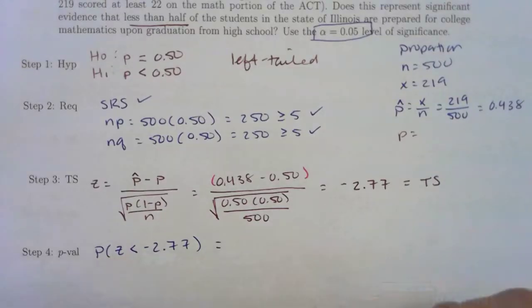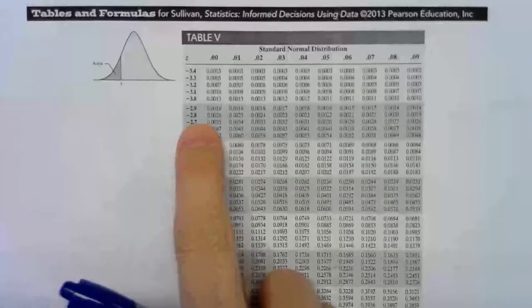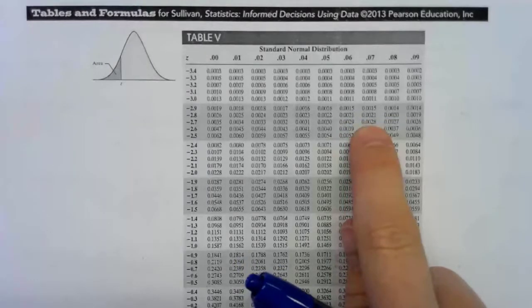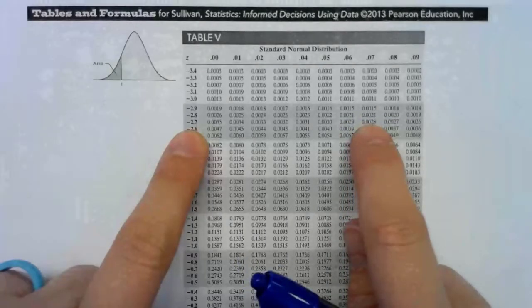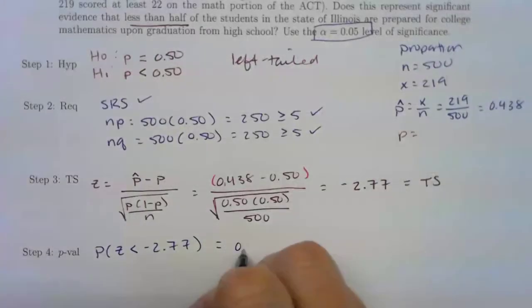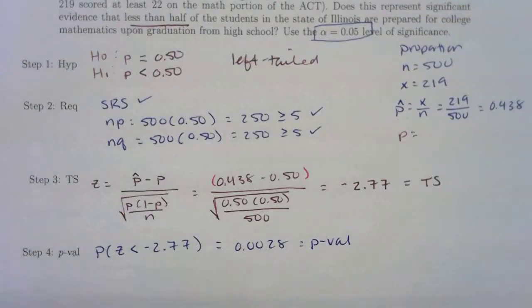So when you look up negative 2.77 in your z-table, remember negative 2.7 down the left side, and then the column that has 7 across the top, 0.0028 is our p-value. If this was a right-tailed test, we would need to then subtract this from 1 to get the area to the right. A two-tailed test we will actually practice next, so I'll explain that then.